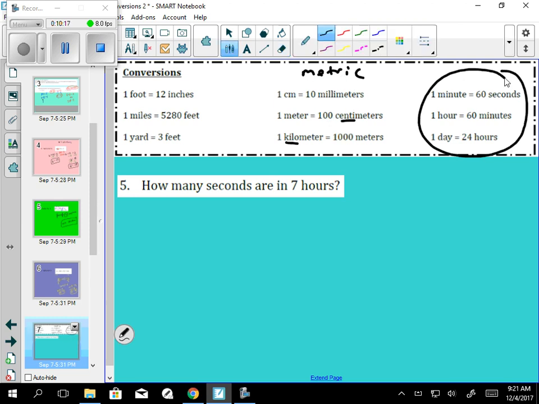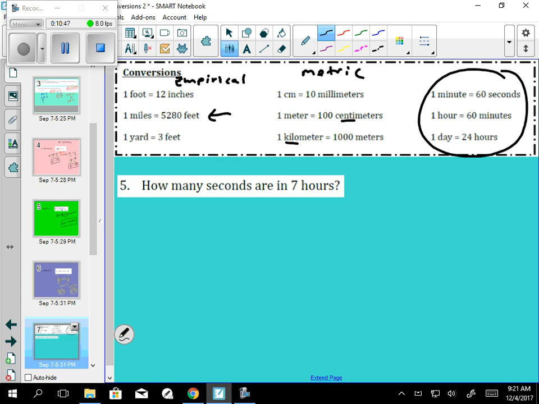Okay, so then over here, these are the imperial units that the US uses. They're not used a lot in other places in the world. The conversions are a little harder to remember because the numbers aren't like powers of 10. So 1 foot is 12 inches. 1 mile is 5,280 feet. That's kind of a difficult one to remember. And then 1 yard is 3 feet. All right, so let's try doing some of these conversions.